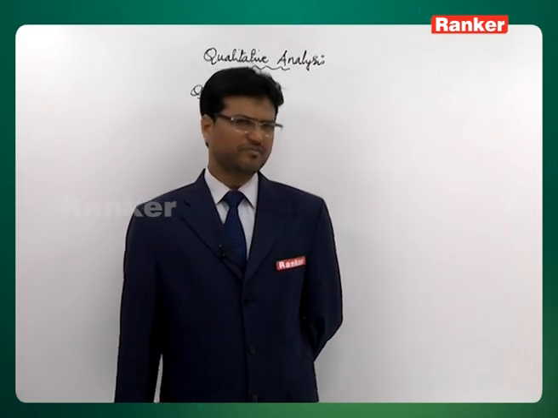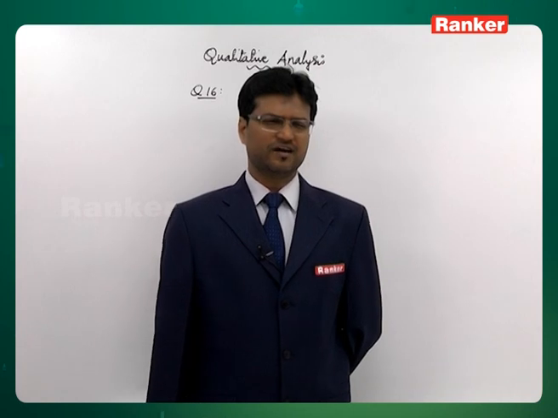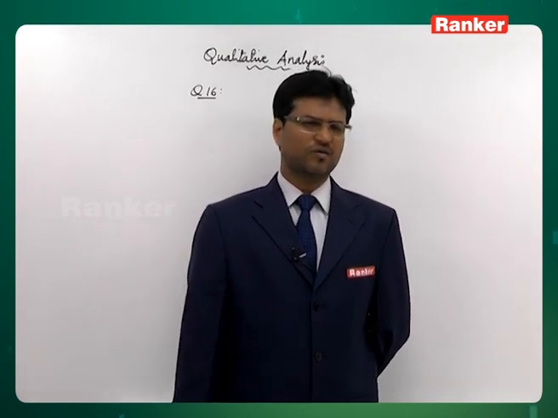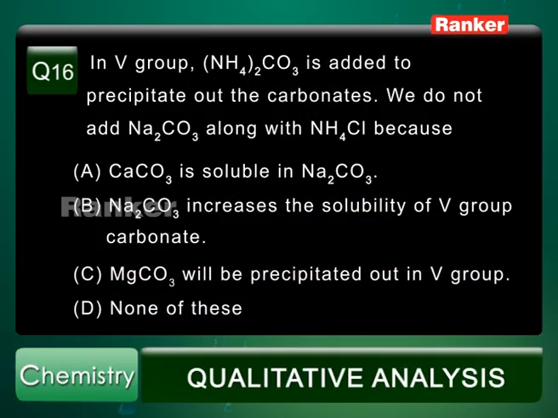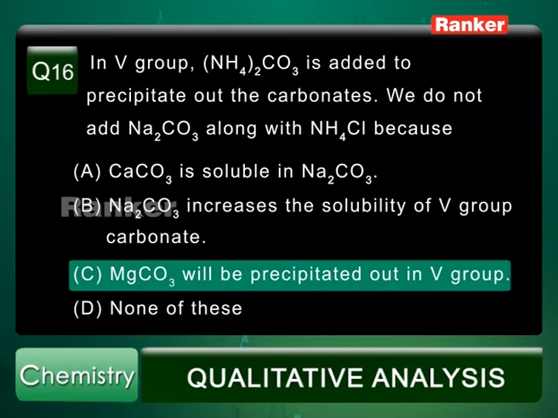See, to avoid the precipitation of magnesium carbonate, we add ammonium carbonate, so that there is a common ion effect due to ammonium chloride and the carbonate concentration can be maintained low. So, the correct answer is C option.